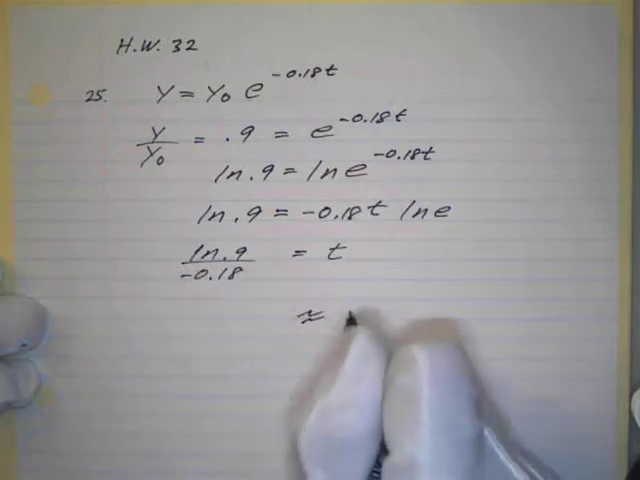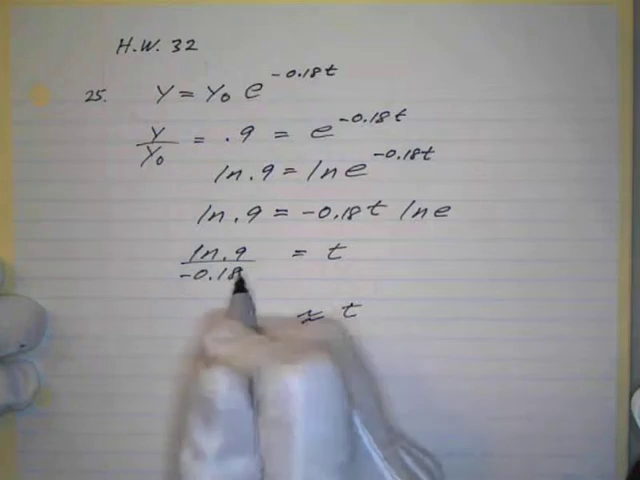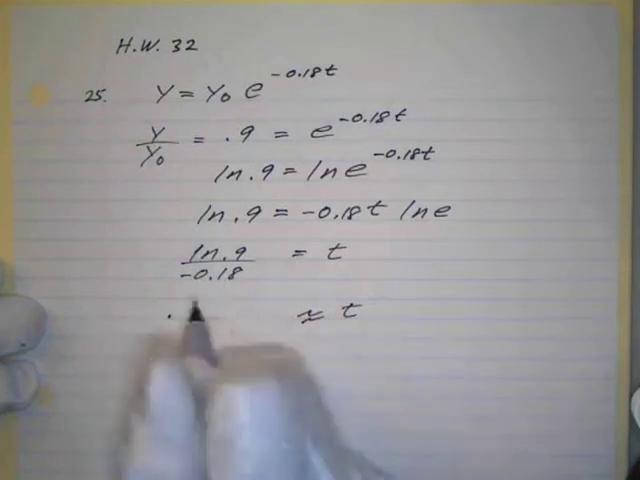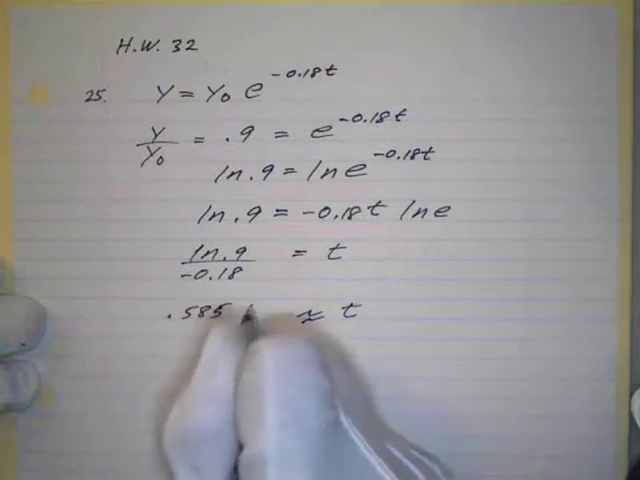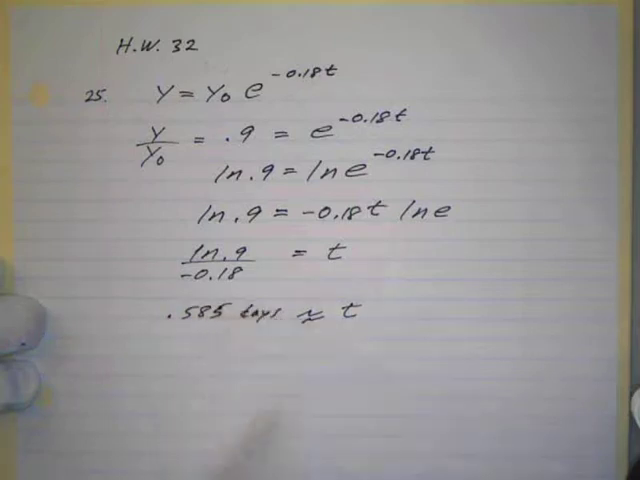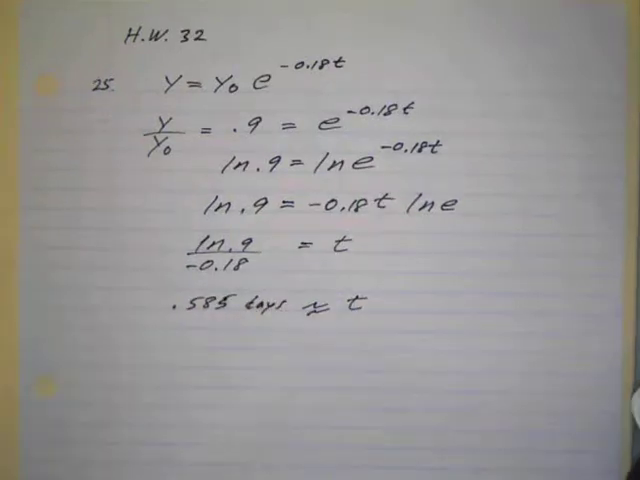So my approximate value for t, you put that in your calculator, you end up with 0.585 days, approximately. So that's not bad, is it? Okay, so that wasn't too hard.